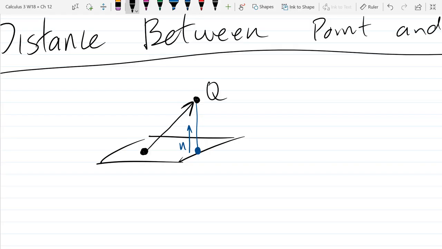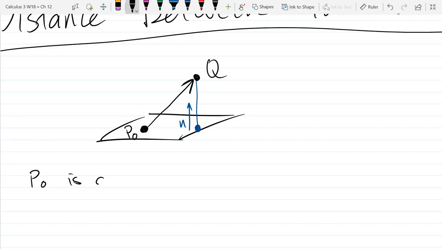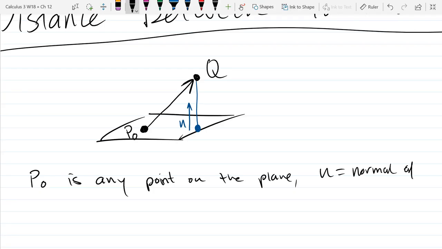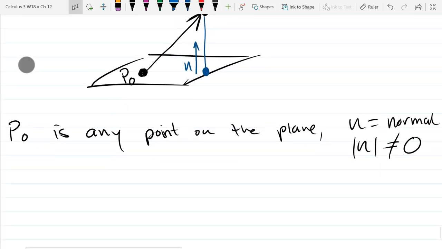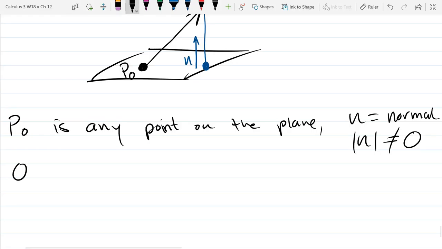So we're about to project. We'll call the point on the plane P naught. So P naught is any point on the plane. N is normal to the plane. The only assumption I'm making is the magnitude's not zero. You're not on a plane if your normal is zero. Would the point on the plane be moving as well? No, the point on the plane will not be moving. So P naught is any point on the plane, N is a normal, and Q is the point off the plane.